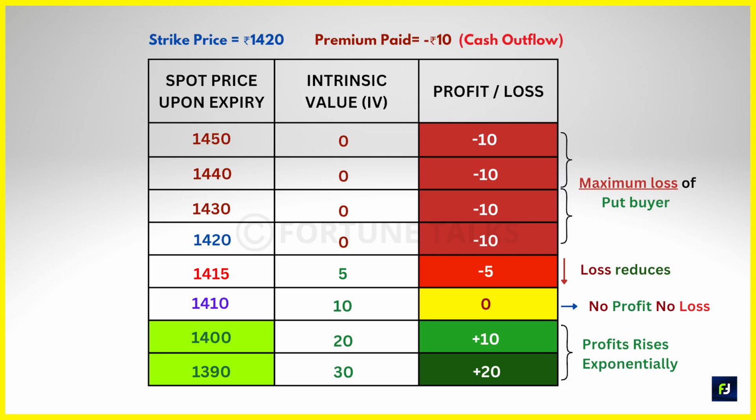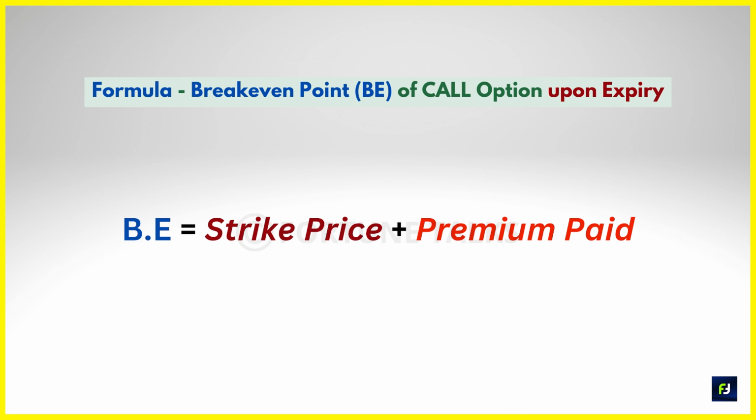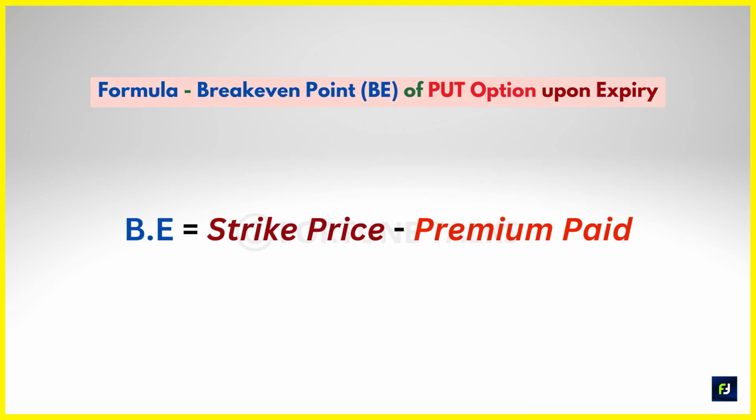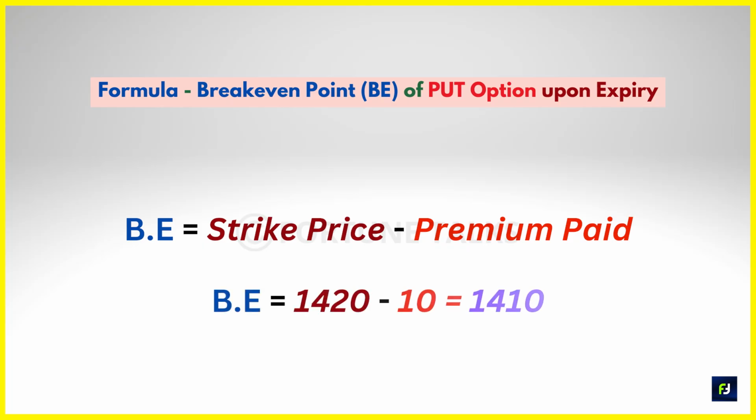We have already discussed this concept in terms of call option, where the break-even point was obtained as a sum of the strike price and the premium paid. However, the formula for finding the break-even point of a put option is slightly different. For a put option, the break-even point is obtained as the difference between the strike price and the premium paid. In the Bharti Airtel example, the break-even point comes out to be 1410.